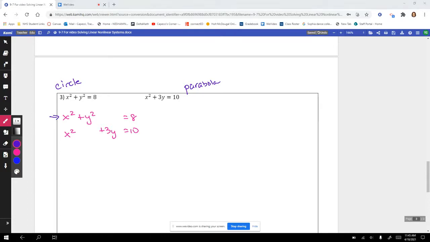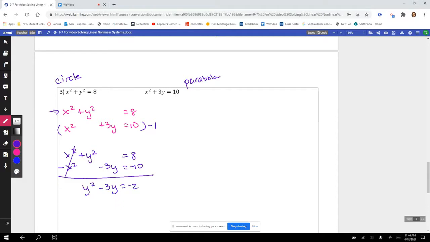So in order to do that, I lined up my terms. I'm going to multiply this by -1. So I have x squared plus y squared. Leave a little bit of space. I have 8, and that gives me negative x squared, which is what I wanted, minus 3y is equal to -10. This will zero out. So I have y squared minus 3y is equal to -2.